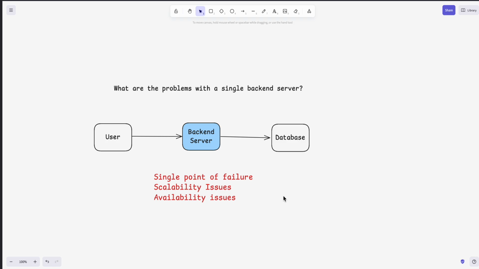The other problem is a single point of failure. Imagine you have a single backend server running your application. If it goes down, your entire application will go down, which is not ideal and not what you want. So, these are the problems with a single backend server. And in this video, we will see how horizontal scaling can help us solve these problems.